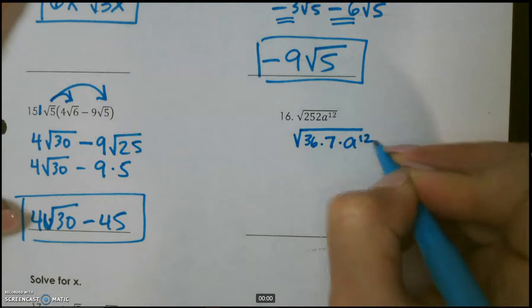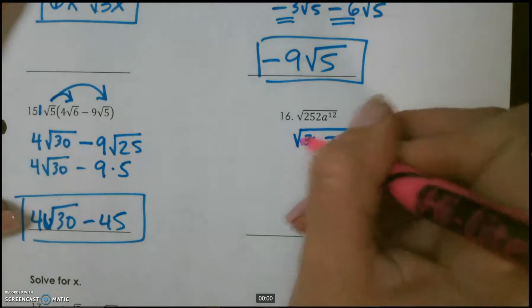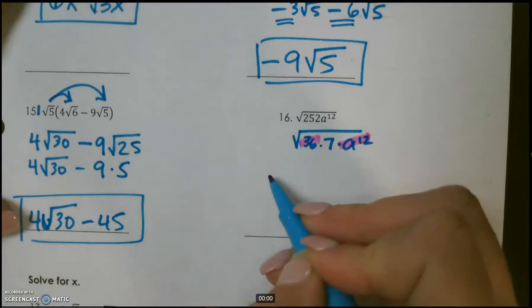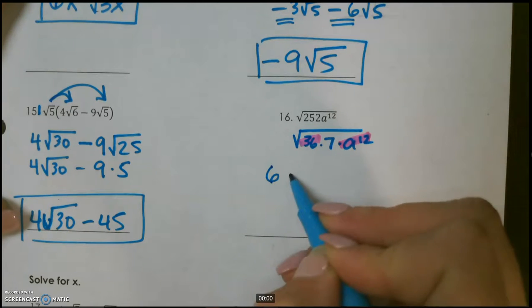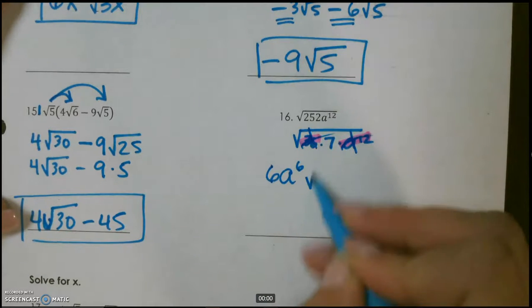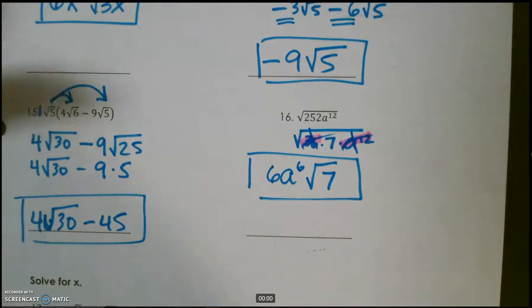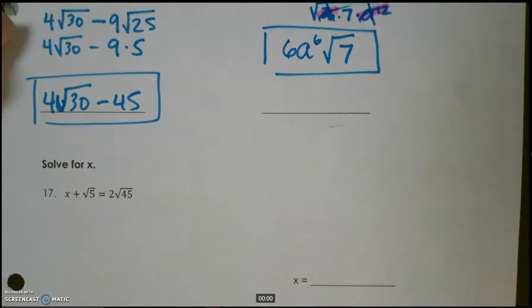And then a to the 12th, I don't need to break up. If it's raised to an even exponent, it is perfect, and you can take the square root. So I highlighted the perfect pieces. Those are the pieces that are coming out. The square root of 36 is 6. The square root of a to the 12th is a to the 6th. Those are now done, and you only have a 7 left underneath the radical. Remember, once you take the square root of something, it's no longer under the radical.